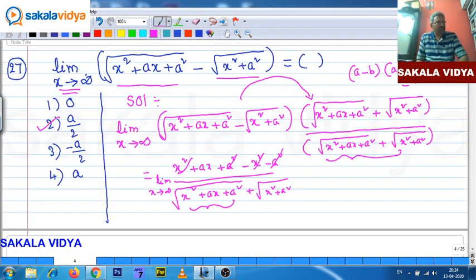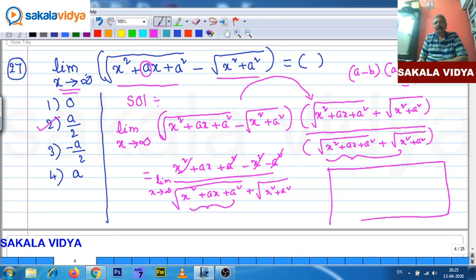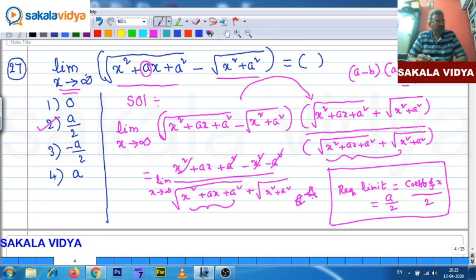So the second option is the right option. Right. So whenever this kind of problem is given, a simple technique you can remember: the required limit is equal to coefficient of x by 2. Here the coefficient of x is a, so the answer is a by 2. That's all. This is an easy tip, you can remember.